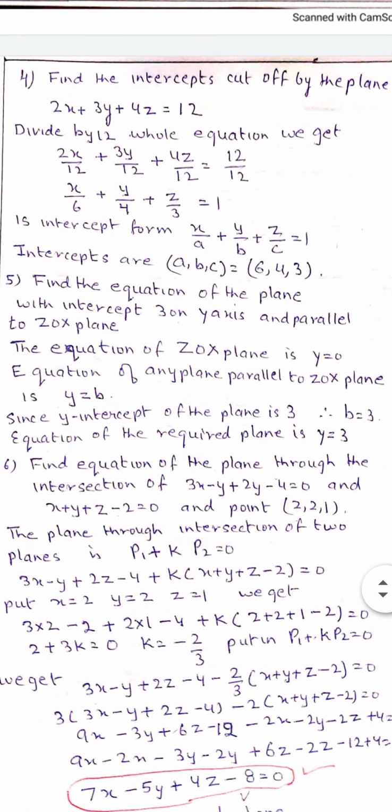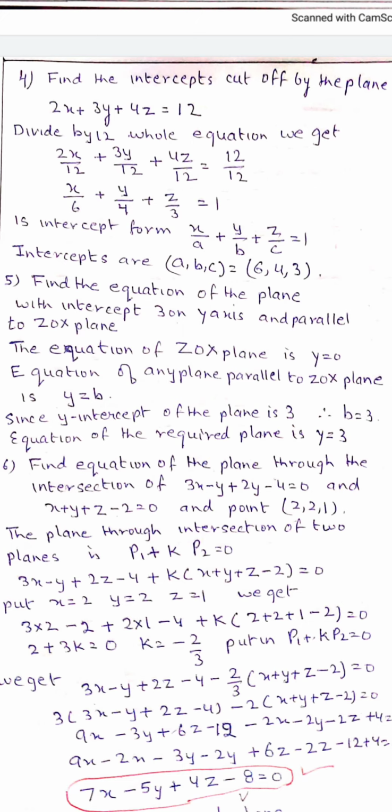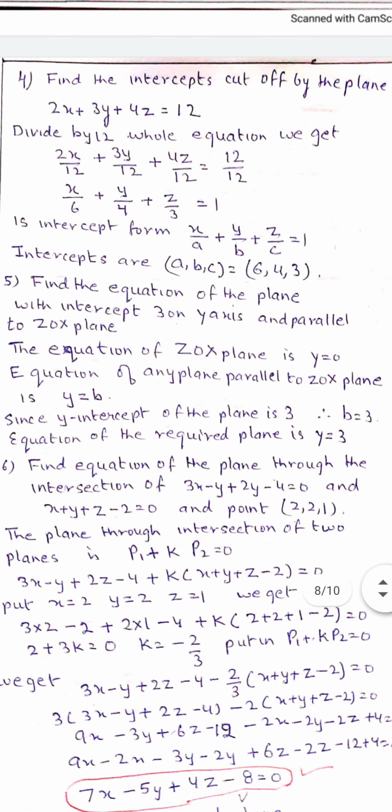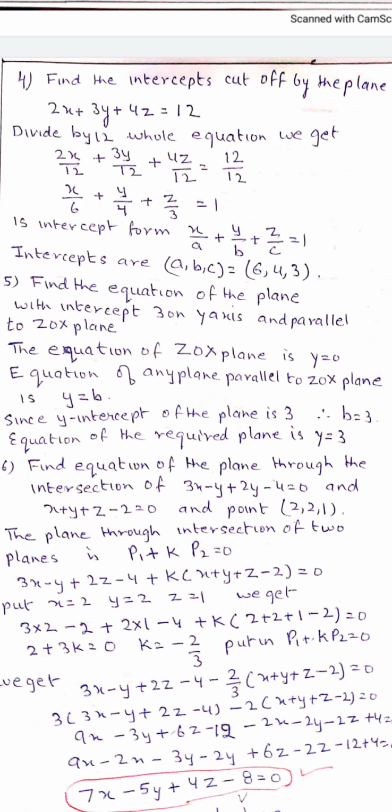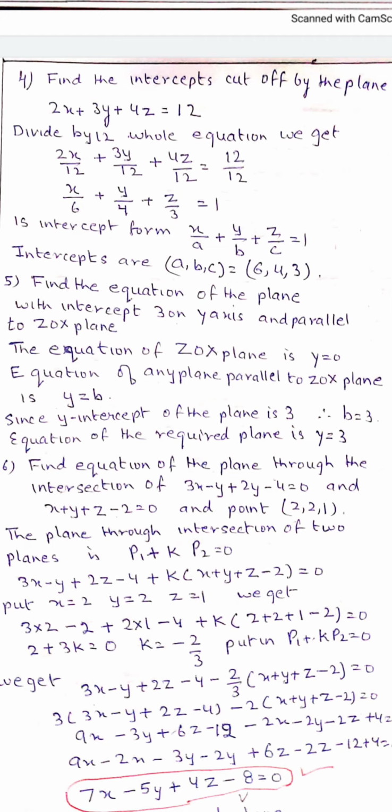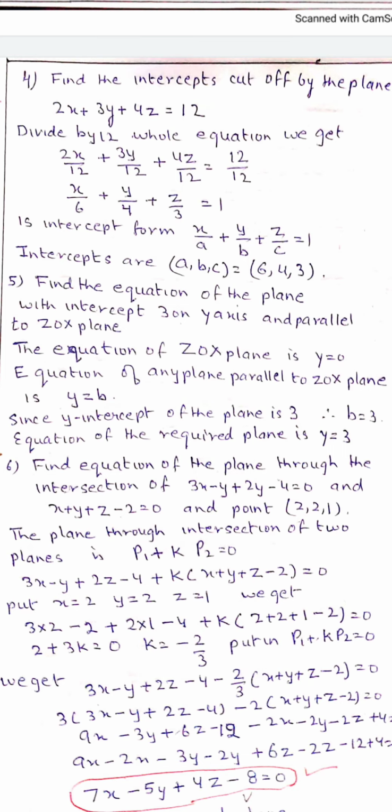We know that a line parallel to x-axis is y is equal to b. In the same way, y is equal to 0 is the equation of the z-x plane. So any plane parallel to ZOX plane is y is equal to b. The y-intercept of the plane is 3, so the value of b is 3. So the equation of the required plane should be y is equal to 3.